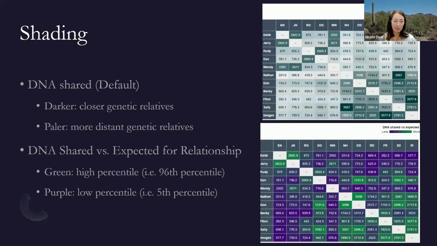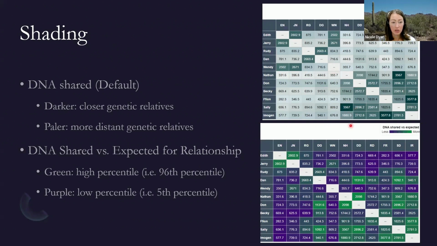Okay, so I mentioned two types of shading. The default is that it has DNA shared selected, so the darker the cells are, the closer genetic relatives they are. And the lighter the cells are, the more distant relatives they are. So you can see the darkest ones are these parent-child ones right here.